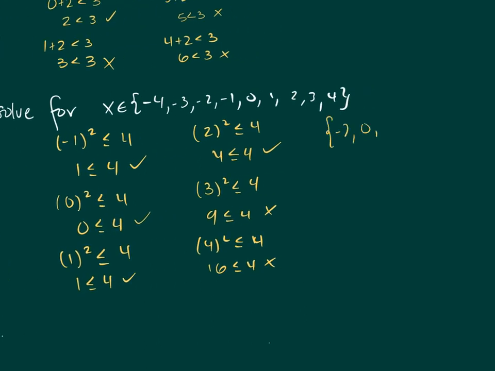So we get negative 2, 0, 1, negative 1, and 2. I'm going to put that back in order. So that's going to be negative 2, negative 1, 0, 1, and 2.